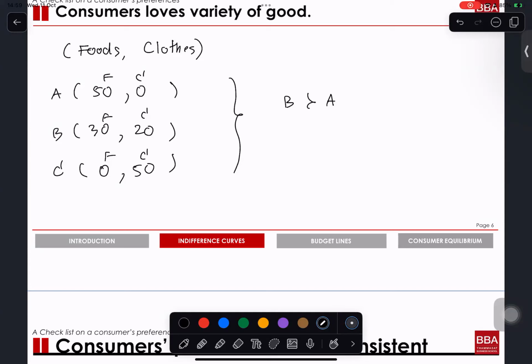B is a mixture basket, varieties, has a positive amount of the 2 commodities. When he said this, we learned already, he loved varieties rather than extremes. B is preferred to A. B also must be preferred to C. We have to check as well. If he says so, yeah, he passed this. He loved varieties.